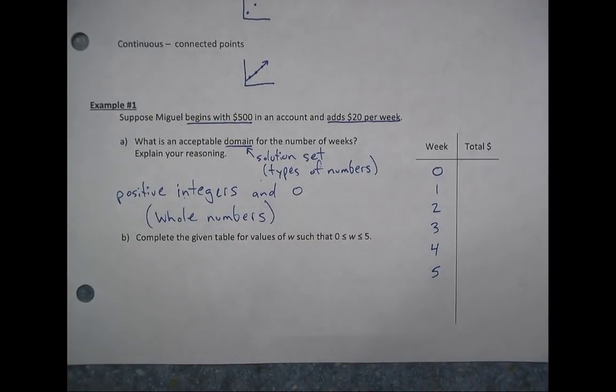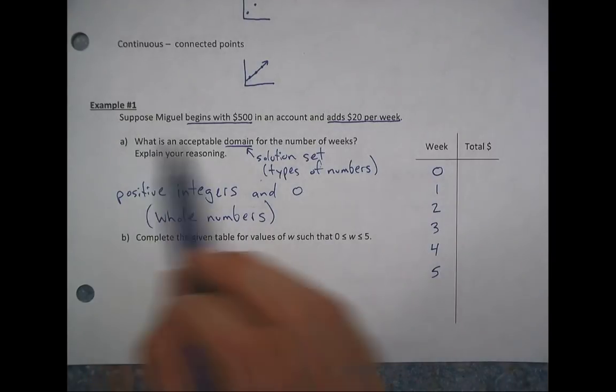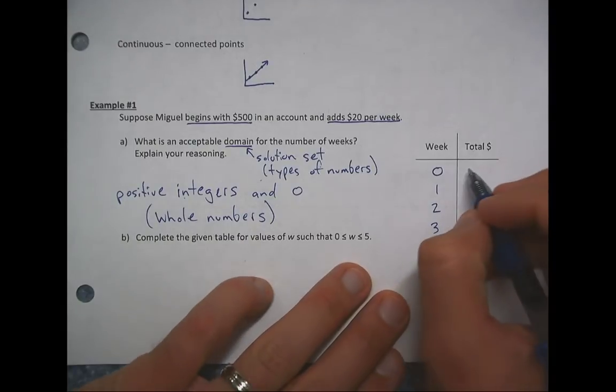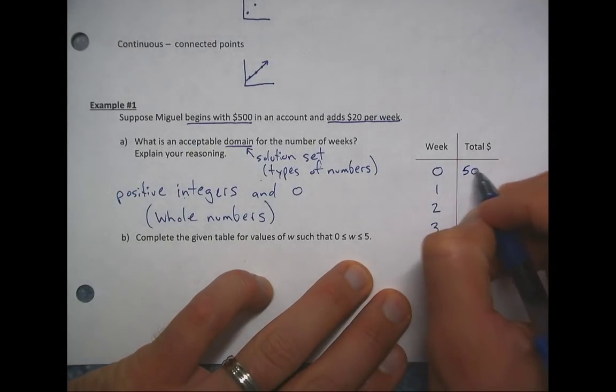Okay, greater than or equal to 0, less than or equal to 5. So let's figure this out. He's starting with $500. So at week 0, he hasn't added anything extra. So at week 0, we're going to be sitting at 500.